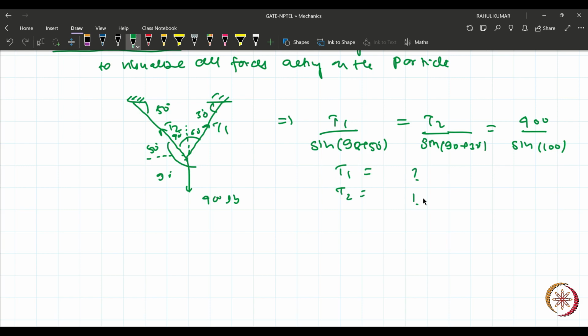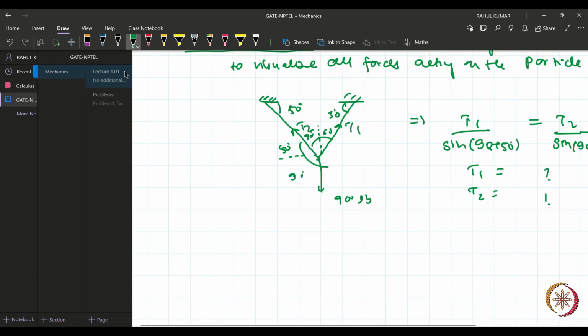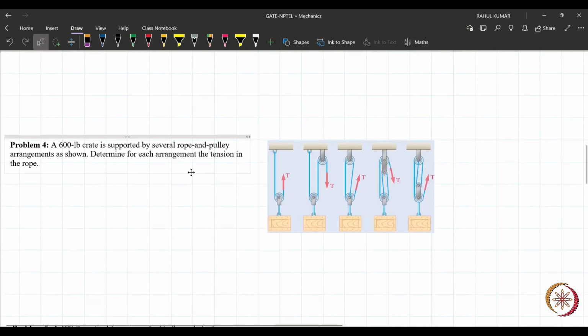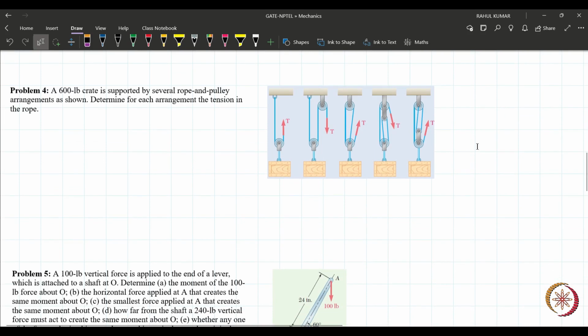So this is the equilibrium of a point. Now I will give one problem, and try to solve it. See this problem and try to solve it. Fourth problem.